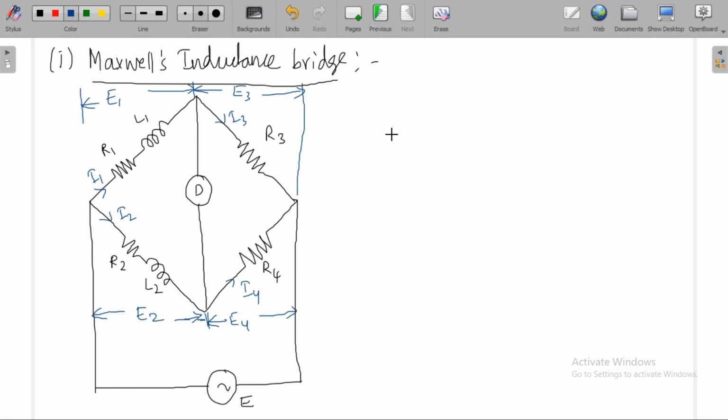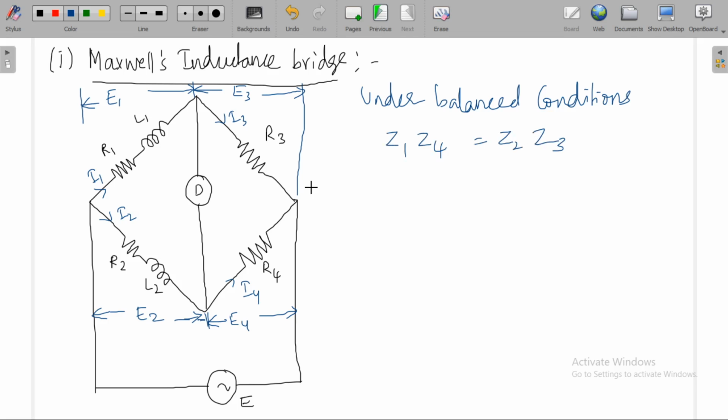Now under balanced conditions, Z1 Z4 is equal to Z2 Z3. When no current is flowing through this detector, the bridge is said to be balanced. Let the current flowing through this detector be 0. No current is flowing through this detector now; that is, the bridge is said to be balanced. So Z1 Z4 is equal to Z2 Z3 under balanced conditions.